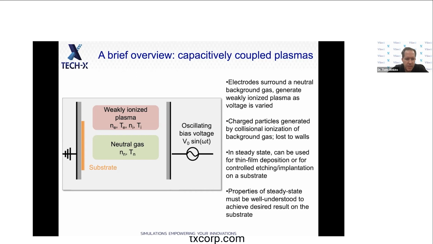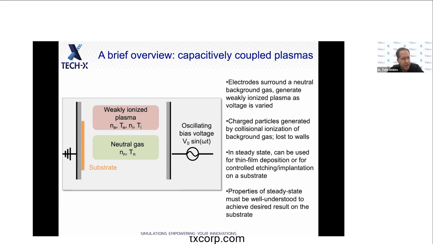When you create such a plasma, you have a flux of particles to the wall, and in industrial applications, it's very common that you will tailor the parameters of your discharge. What is your feedstock gas? What is your power that you're coupling in, and what frequency, and so on and so forth, in a way that tailors the distribution of particles hitting the wall.